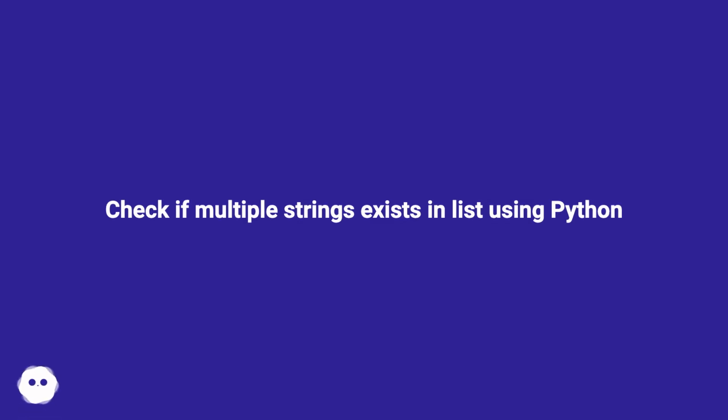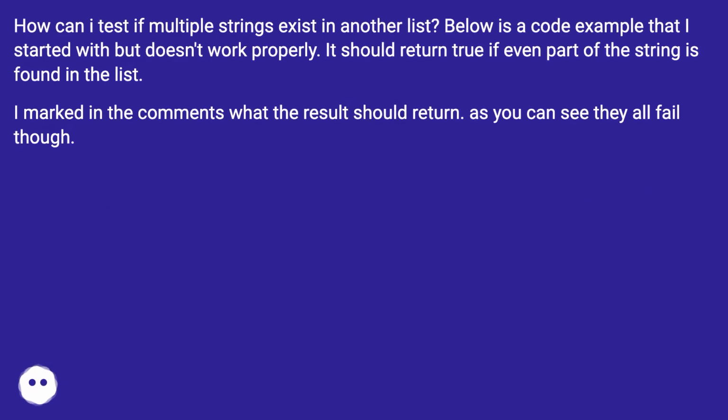Check if multiple strings exist in a list using Python. How can I test if multiple strings exist in another list? Below is a code example that I started with but doesn't work properly. It should return true if even part of the string is found in the list. I marked in the comments what the result should return. As you can see, they all fail though.